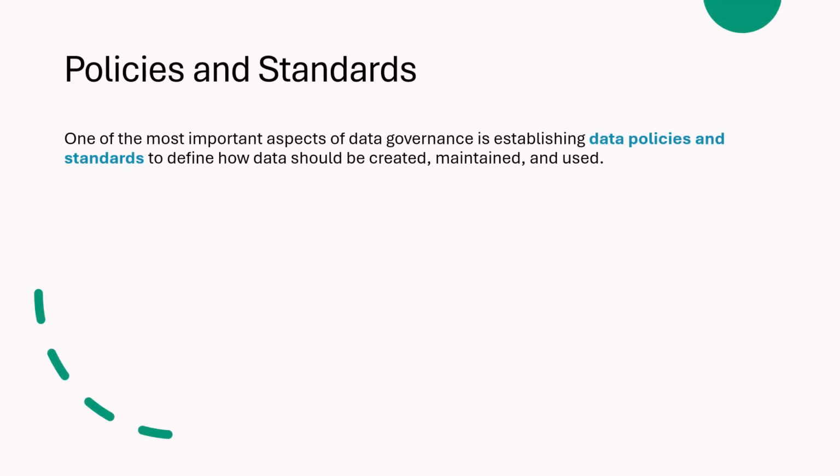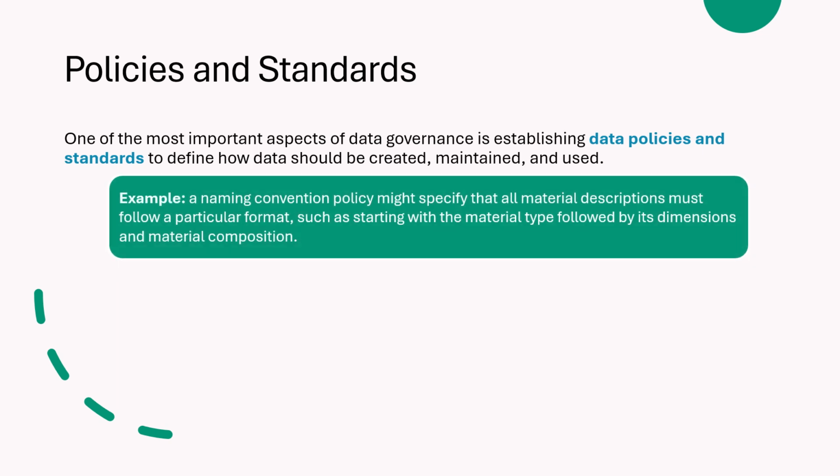One of the most important aspects of data governance is establishing data policies and standards. These policies define how data should be created, maintained, and used. For example, a naming convention policy might specify that all material descriptions must follow a particular format, such as starting with the material type followed by its dimensions and material composition. Adhering to these conventions ensures that data is consistent, making it easier to search, sort, and analyze.